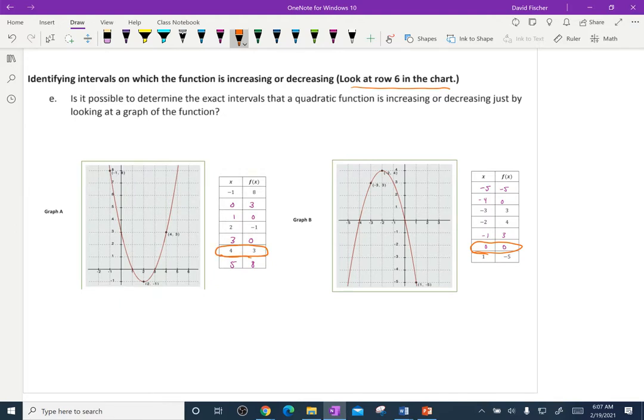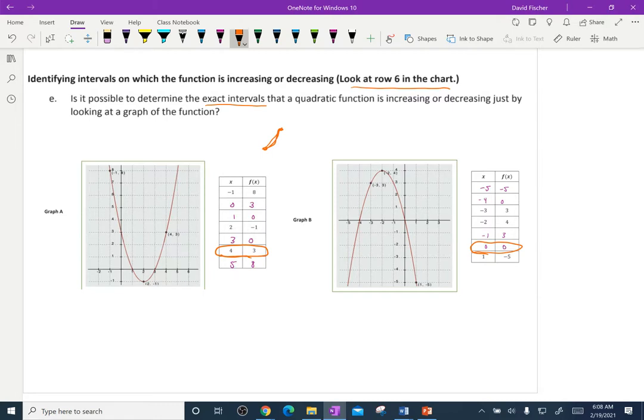Identifying the intervals on which functions are increasing and decreasing. Is it possible to determine the exact intervals that a quadratic function, so the exact intervals would mean like kind of the slope? So if I'm going from one to the next, an interval is increasing or decreasing by just looking at the graph of the function?